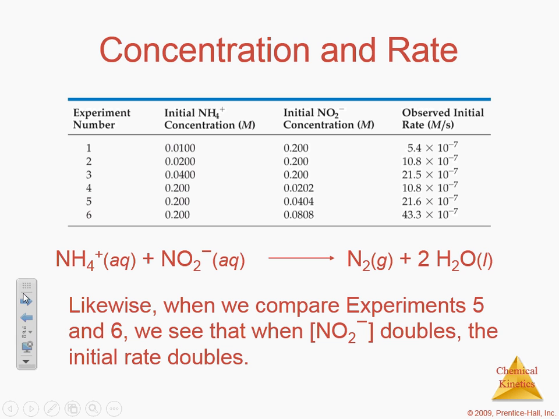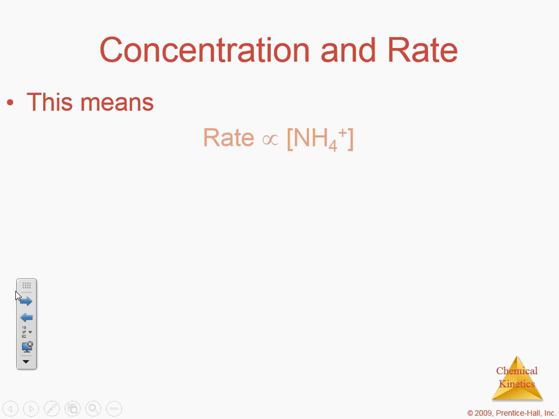Likewise, when we compare the same equation in experiments 5 and 6, we see that when NO2 doubles, the initial reaction rate also doubles. So you can see here, we go from 0.20 to 0.40, our reaction rate doubles. 0.40 to 0.80, our reaction rate doubles. What is this telling us? Well, this means that the rate depends on NH4 and on NO2 in the same way.